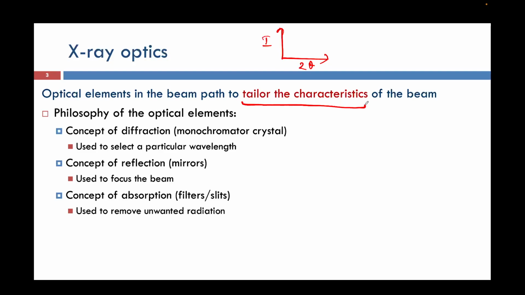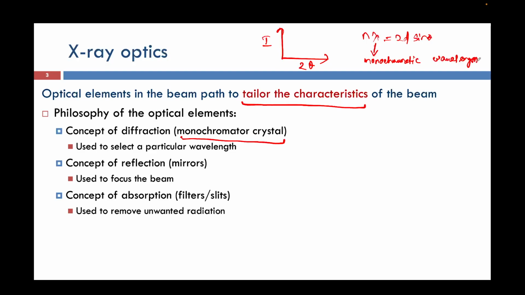One is the concept of diffraction, and what does this mean? That means whether we are using a monochromator crystal or not. Diffraction means Bragg's law, n lambda equals 2d sin theta. When we are considering n lambda equals 2d sin theta, that means here the lambda should be a monochromatic wavelength.